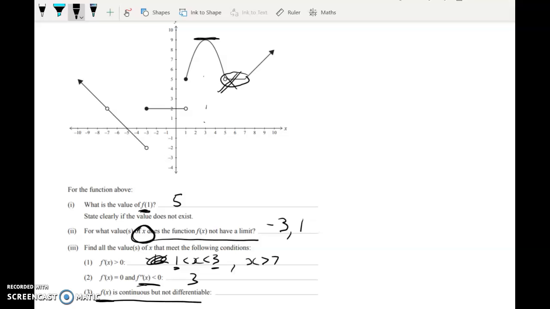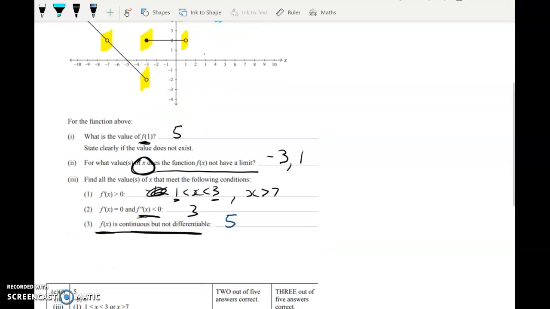And where is the function continuous but not differentiable? This is the test of, do I have to take my pen off the page? Well, here it's not differentiable, but it's not continuous. Here it's not continuous because there's a hole in the function, and here it's not. So this is the point that I'm after. Continuous but not differentiable is at x equals 5.